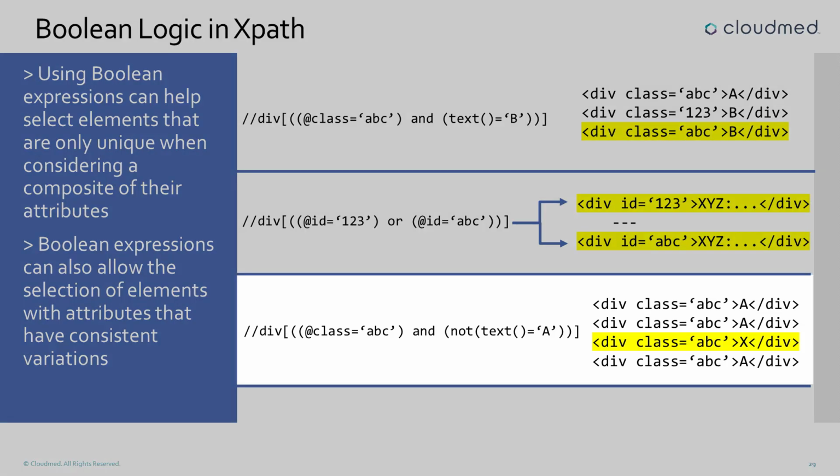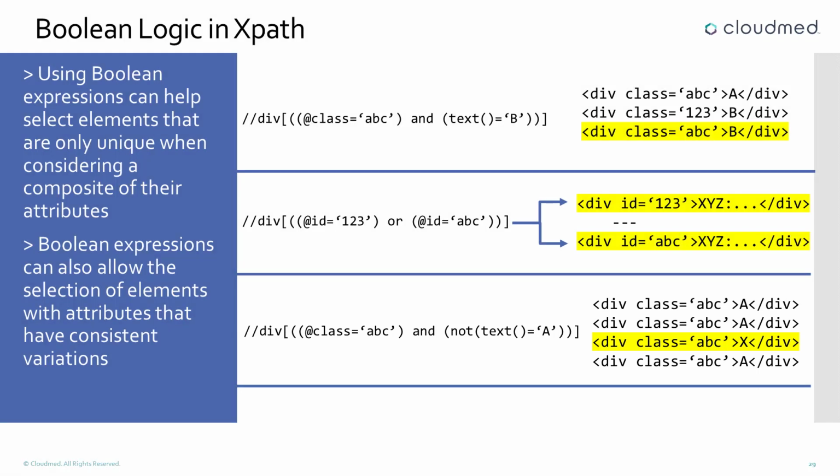This bottom example, not something you're probably going to use super frequently, but is useful to know about anyway. And that's including the not here, where again, we have a bunch of things that are really similar here. And let's say the X isn't consistent. So you can't just say where text equals X, that could be anything, but all the A's are consistent. So you could say, well, I want the one that has a class of ABC, but does not have the text of A. And therefore you'd always be grabbing the one that does not contain the A.